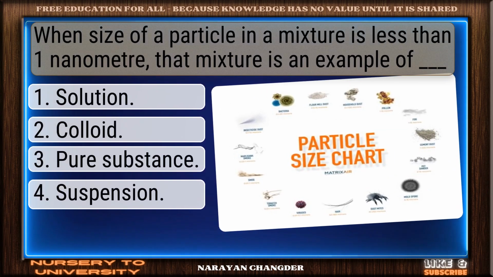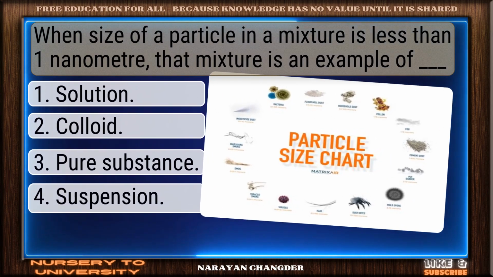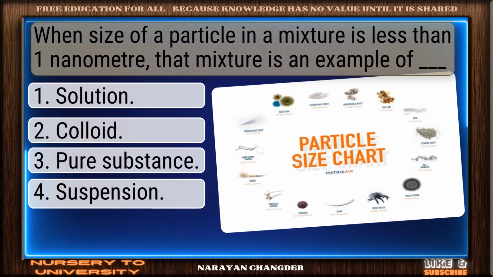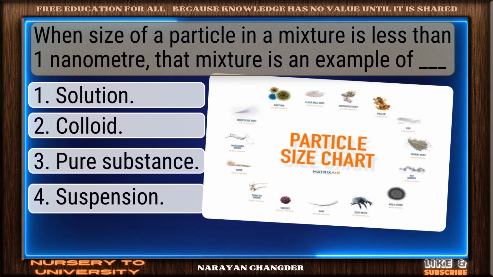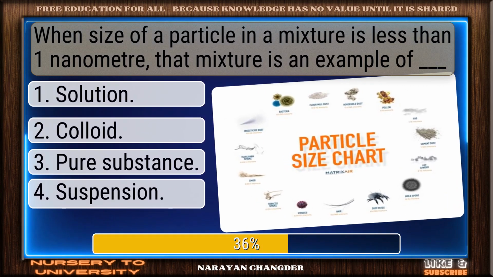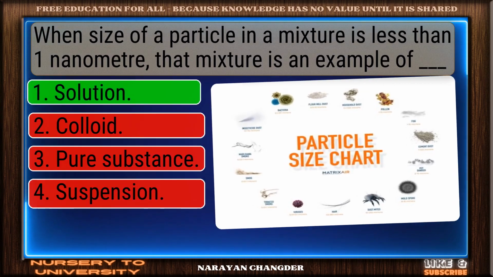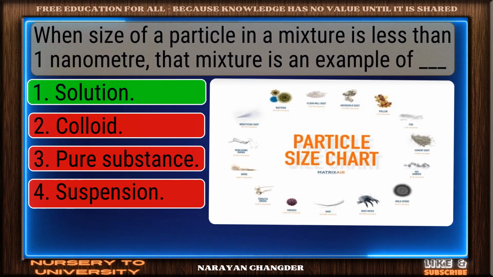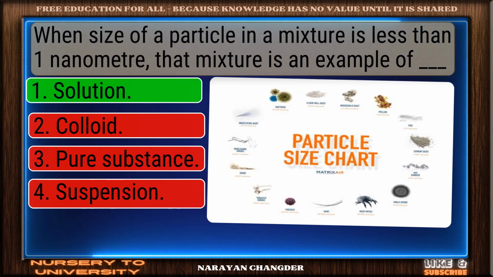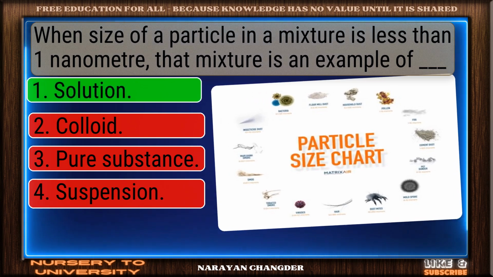Question number 46. When size of a particle in a mixture is less than 1 nanometer, that mixture is an example of dash. Clear logic. Your choice solution is sound and 100% true.